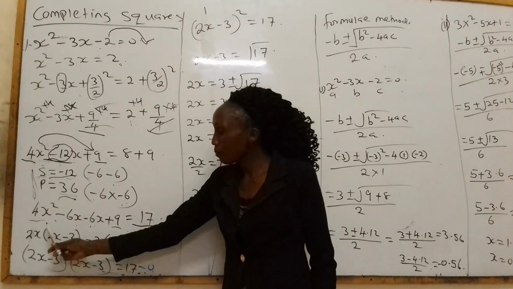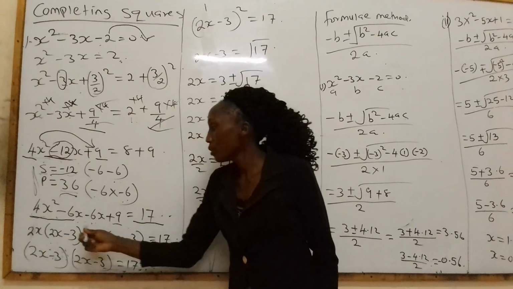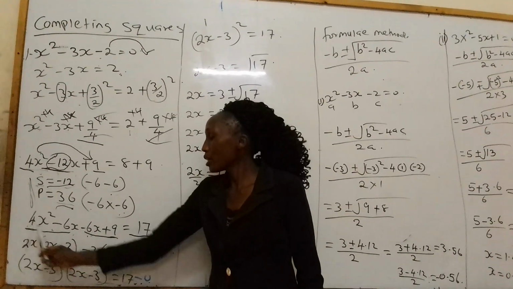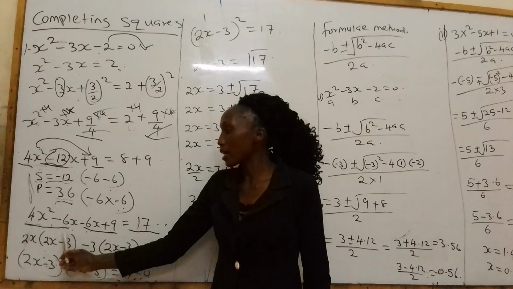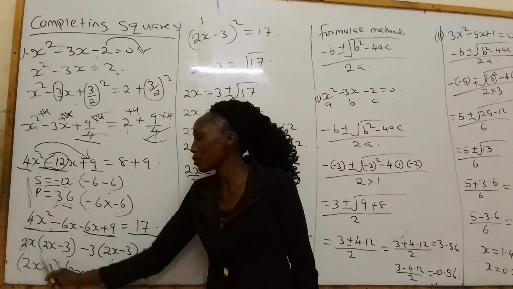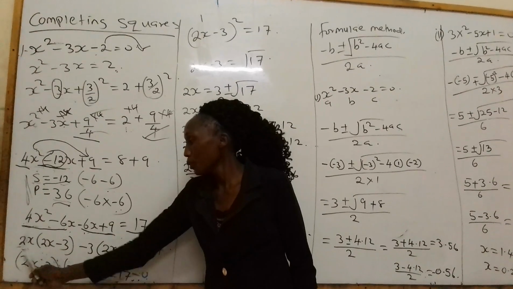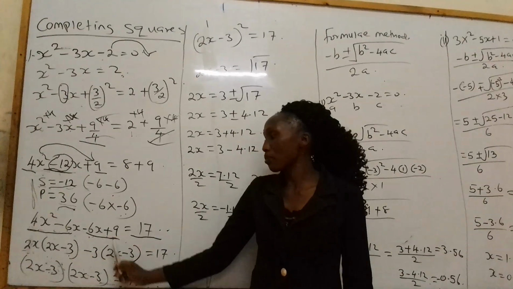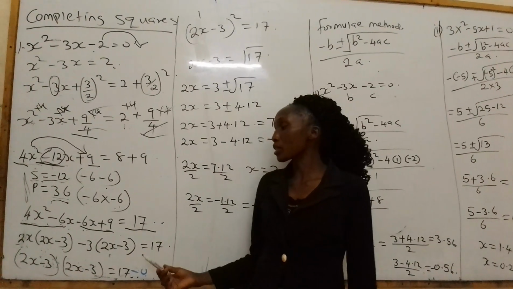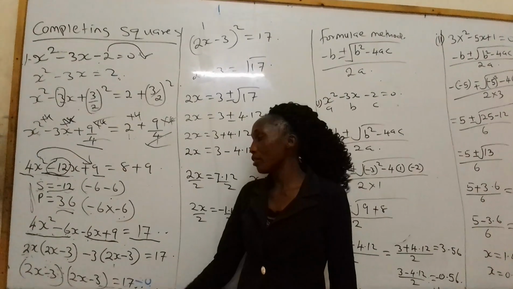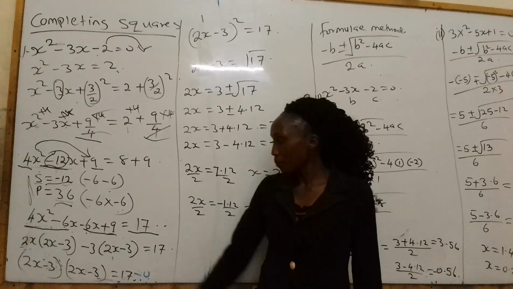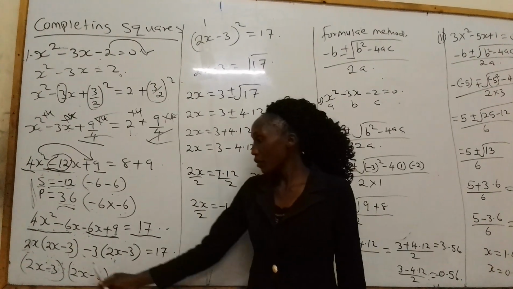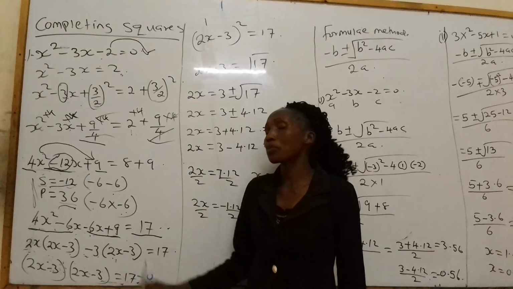The next step is to factorize the first two terms and the last two terms. From the first two, the common factor is 2x, so we have 2x into the bracket: 2x minus 3. If you multiply these, you get 4x squared and negative 6x. In the other section, you have negative 6x plus 9. Which number is common? If you divide by negative 3, you get 2x minus 3. Multiplying negative 3 by 2x gives negative 6x, and negative 3 times negative 3 gives positive 9.